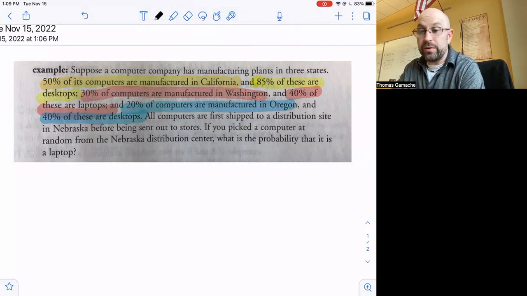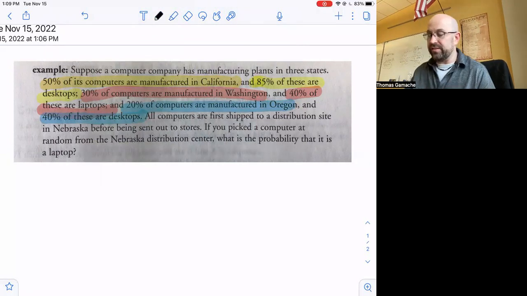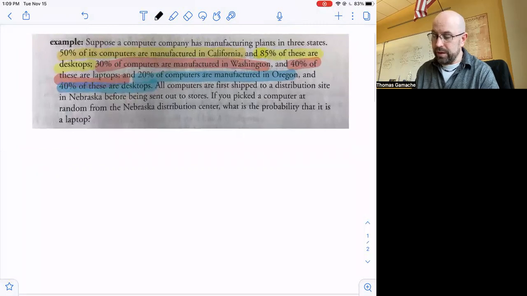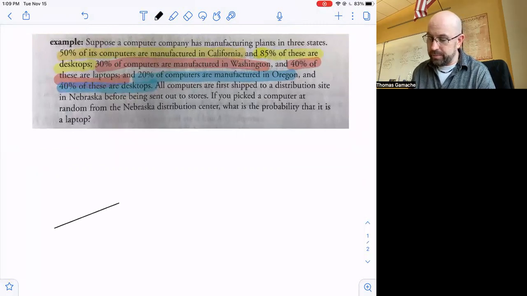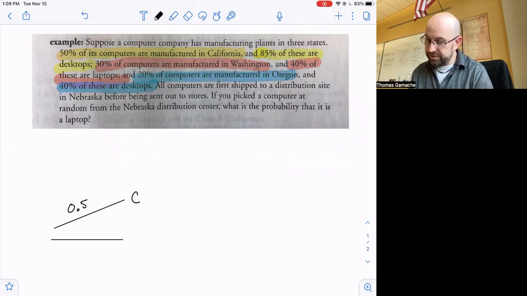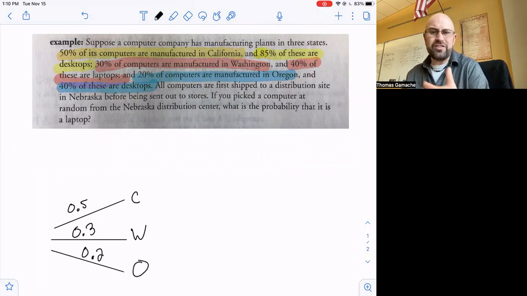Since I'm dealing with conditional probabilities here, I'm going to be using a tree diagram. You have a number of ways you can do this; this is the way I'm opting to solve this problem. I'm going to set up first where these computers are from. I know that 50% of my computers are from California. 30% are from Washington, so 0.3 are from Washington. And the rest, the 20%, are from Oregon. Just to check, 0.5 plus 0.3 plus 0.2 gives me 1, so I know I'm covering 100% of my computers.